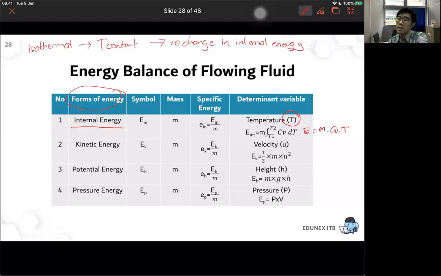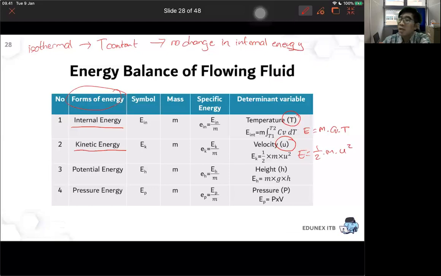Okay. The second type is kinetic energy. This is the energy contained by the flowing fluid because the fluid has a certain velocity. And the equation, I think you already remember, right? Half times mass times velocity to the power of 2.